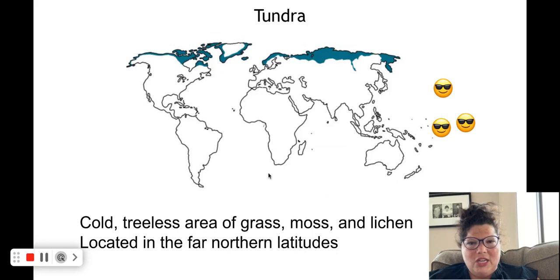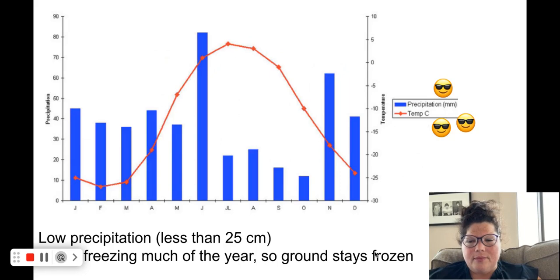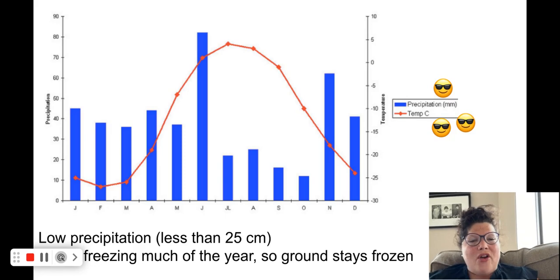All right, starting with the tundra. This is on the top of our globe. Cold, treeless, with grass, moss, lichen, very little trees, very important point there, and at the very northern latitudes. You need to know how to read these, and these graphs here give us a great indication of what the biome most likely is.